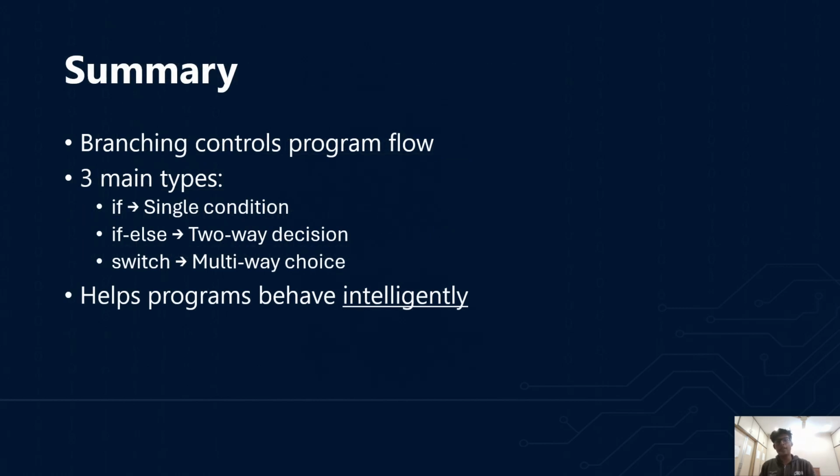So, to summarize, branching statements in C are used for decision making. They include the if statement for single conditions, the if-else statement for two-way decisions, and the switch statement for multiple choices. Together, these statements make C programs smarter and more logical by allowing them to take decisions just like humans do.